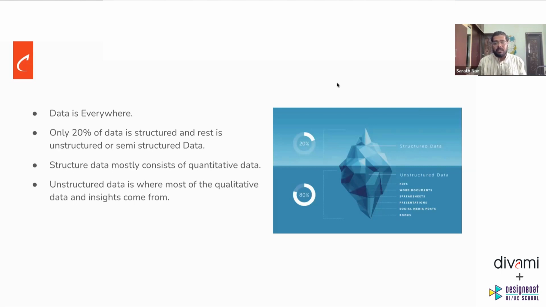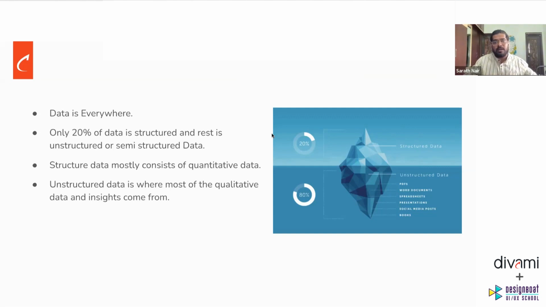When we say structured data, that is what the company shares with you or is proud of saying out loud: okay, we have users data, we have ERP systems, we have all the data which are collected and structured to be consumed. But structured data mostly consists of quantitative data, or numbers. Unstructured data is where most of the qualitative data and insights come from, which consists of 80% of the data. So what is this unstructured data? This could be files, your qualitative research, personas, interviews, social media posts, books, and everything.